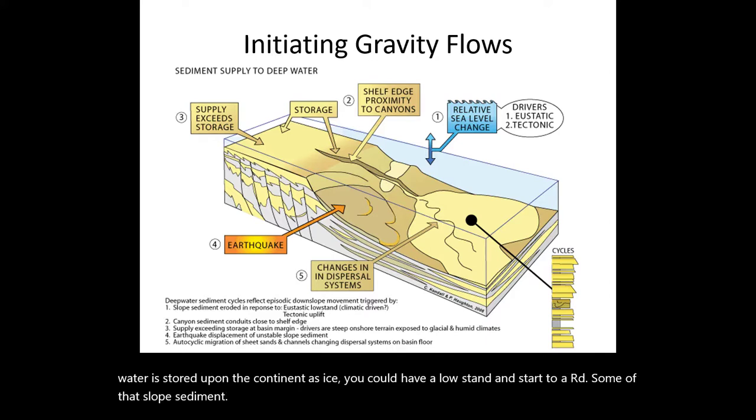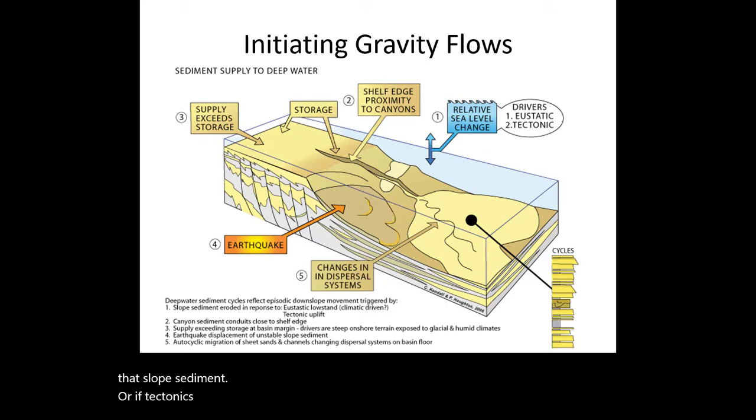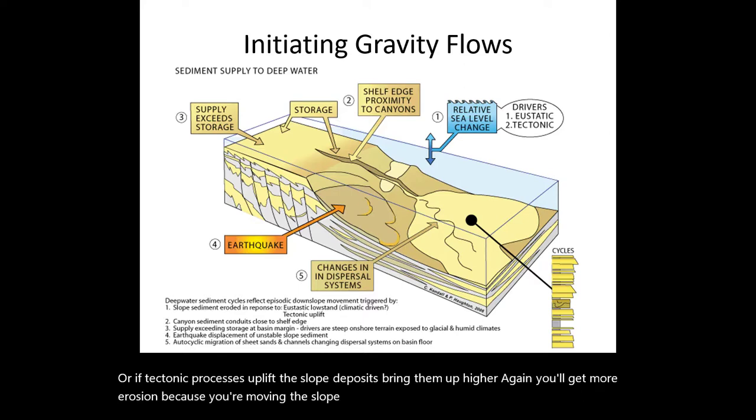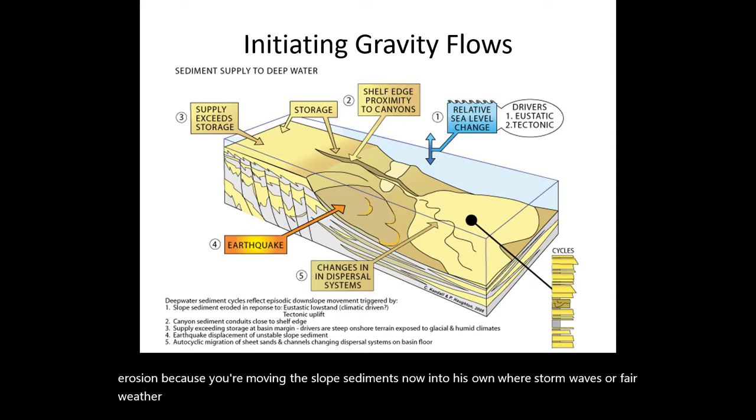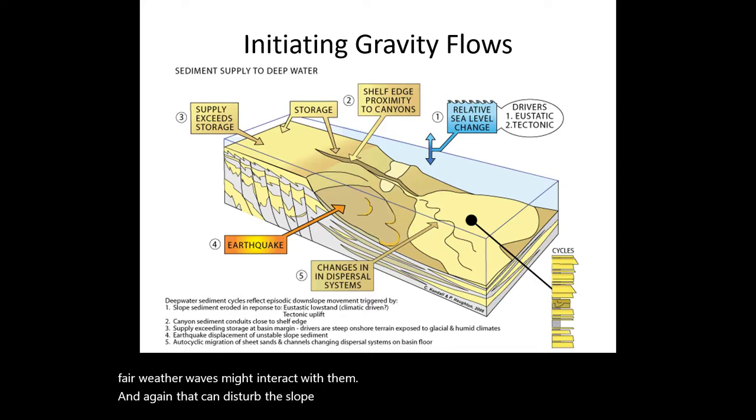Or if tectonic processes uplift the slope deposits, bring them up higher, again, you'll get more erosion because you're moving the slope sediments now into a zone where storm waves or fair weather waves might interact with them. And again, that can disturb the slope sediments and send them down the slope to form these gravity flows.